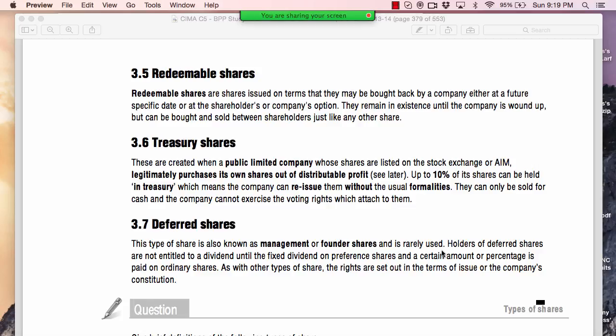However, they can only be sold for cash, and the company cannot exercise the voting rights attached to them. So they can only be sold for cash, and there are no voting rights. Okay, so there are a few characteristics of these treasury shares. What are they?